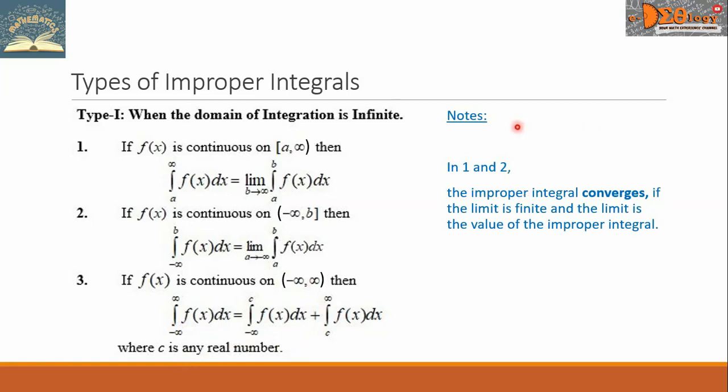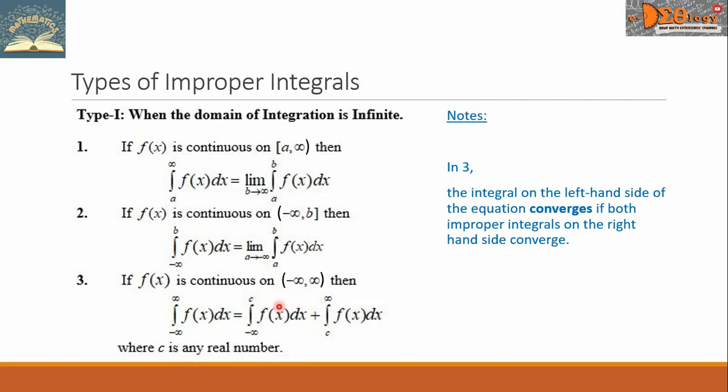Take note, in categories 1 and 2, the improper integral converges if the limit is finite, and the limit is the value of the improper integral. If the limit fails to exist, the improper integral diverges. For category number 3, the integral on the left-hand side of the equation converges if both improper integrals on the right-hand side converge. Otherwise, it diverges and has no value.